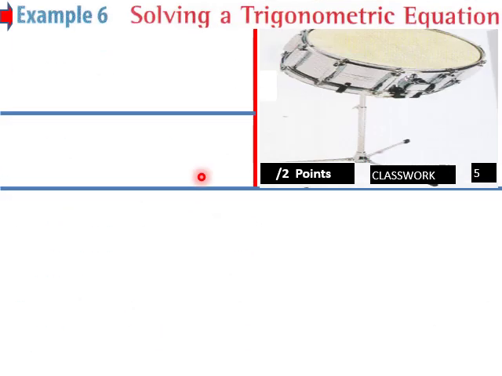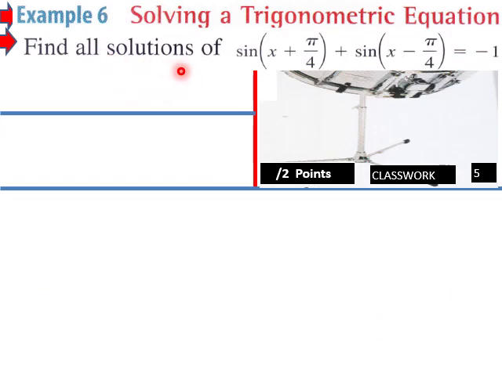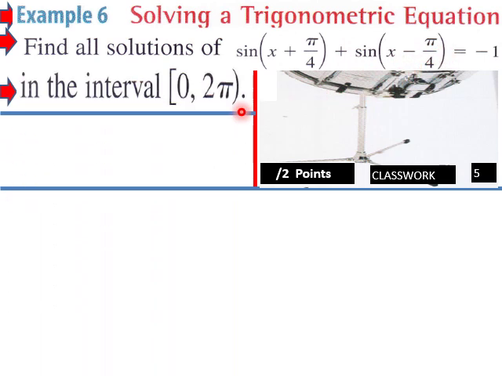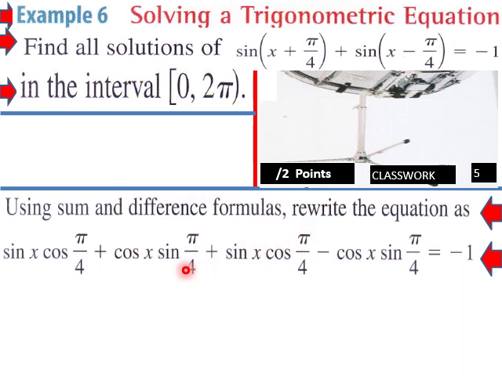Into our next example here, example 6, solving a trigonometric equation. Find all solutions of sine of x plus pi over 4 plus sine of x minus pi over 4 equals negative 1 in the interval of 0 to pi. So using the sum and difference formulas, rewrite the equation as sine x cosine pi over 4 plus cosine x sine pi over 4 plus sine x cosine pi over 4 minus cosine x sine pi over 4 equals negative 1.